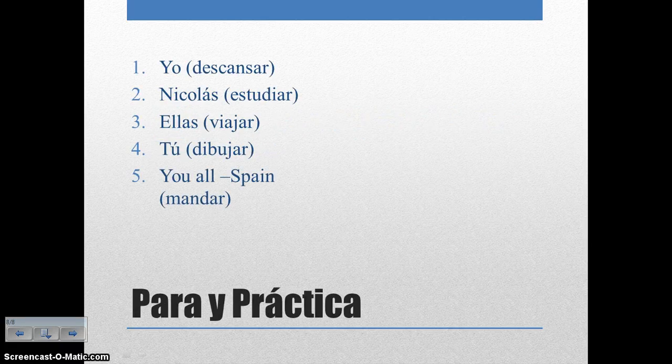All right, so let's see how you do with this practice conjugation. So I want you to hit pause and go ahead and first conjugate these verbs into the preterite tense in Spanish, and then I want you to translate what that phrase would mean in English. All right, so go ahead and hit pause and do so now. All right, let's see how you did.